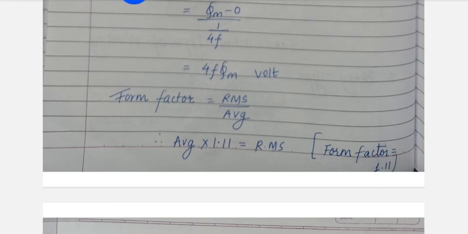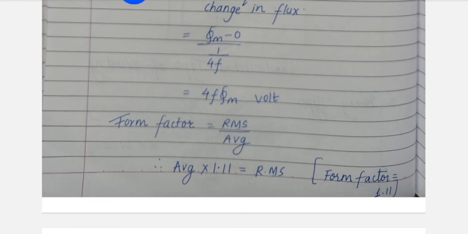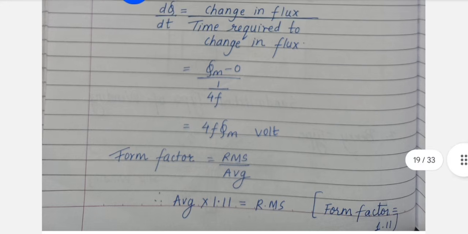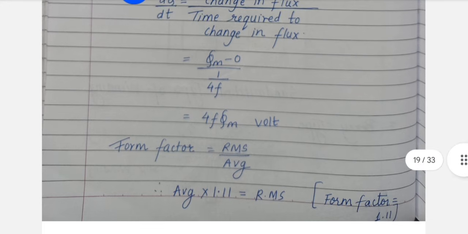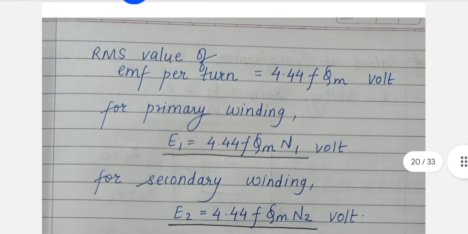Now we all know what is form factor, we have learnt in previous units. So what is form factor? It is RMS value upon average value. The form factor is always 1.11, okay. So here we will put form factor as 1.11, and if we take average to the left side, we will get average into 1.11 equal to RMS. Now we all know the average EMF is 4f phi m. Just put the value, we will get RMS value of EMF per turn, which is equal to 4.44 f phi m volt.